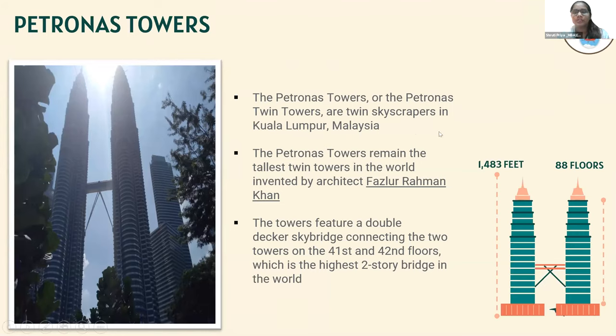So this tower is around 1,483 feet, and the total floors is 88. There is a bridge in between the 41st and 42nd floor. This bridge is the highest two-story bridge in the world, and this twin tower is also the highest twin tower in the world. The architect who designed this twin tower was Fazlul Rahman Khan.